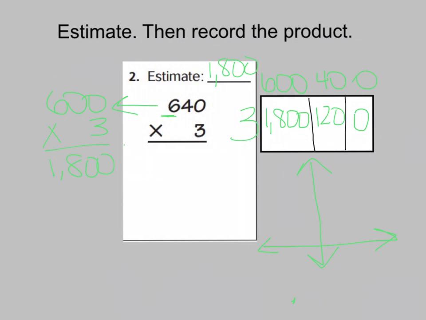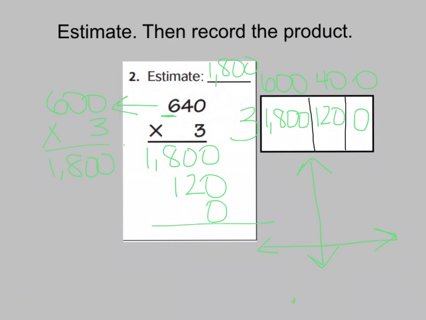So watch how I do this. I'm going to take my first partial product, which is 1,800, my biggest partial product, and line it up right underneath my equation. Then I'm going to take 120 and put it right down there as well. And don't forget my 0 at the very end.